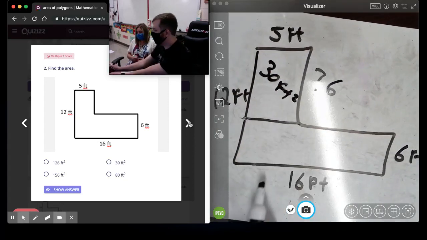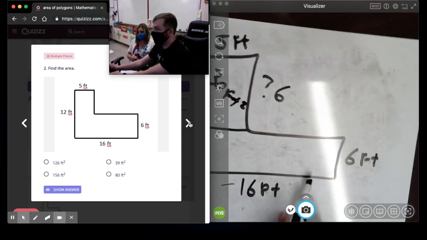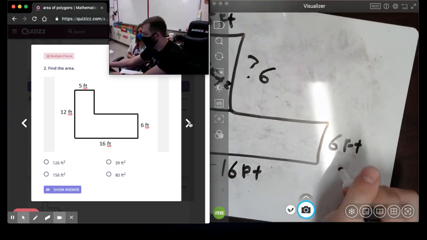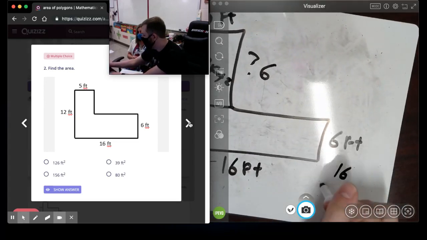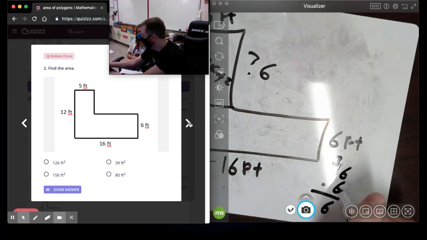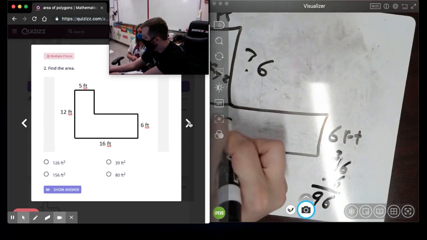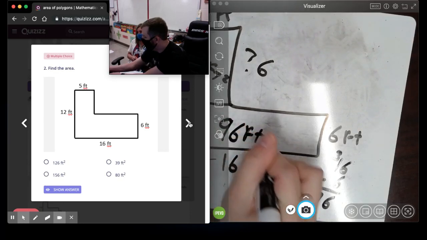All right, and then all there's left to do now is just the bottom rectangle, which is a 16 by 6. Now, I don't know that off the top of my head, but I'm just going to do a quick side work on here of 16 times 6. 6 times 6 is 36, carry my 3. 6 times 1 is 6, plus 3 is 9. So now I know this bottom part is 96 feet squared.